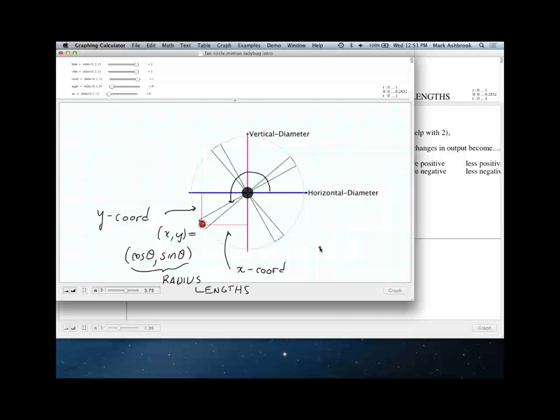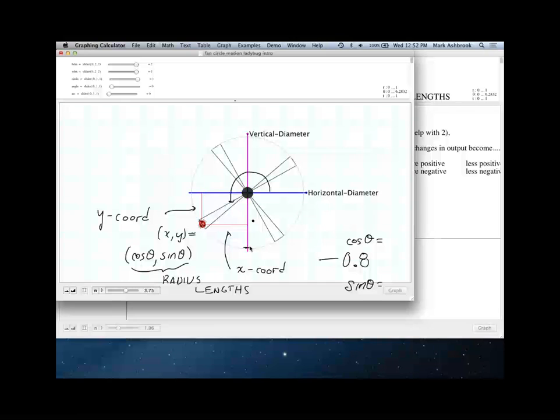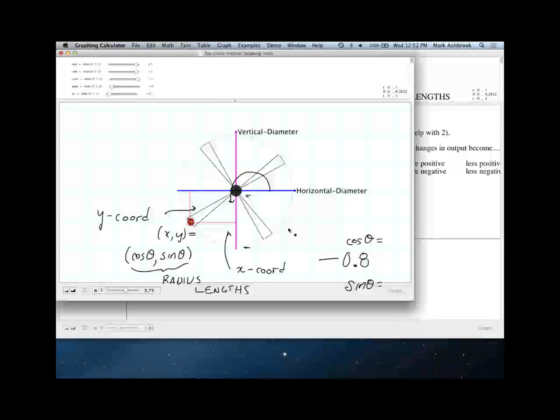Okay, so who are the people that understand what cosine is? The people that understand the input and output. What's the output of cosine? Horizontal distance to the right of the vertical diameter measured in radius lengths. So what's the horizontal distance to the right measured in radius lengths? Negative 0.8 would be a good estimate for the cosine. All right, what about the sine? Negative 0.6.